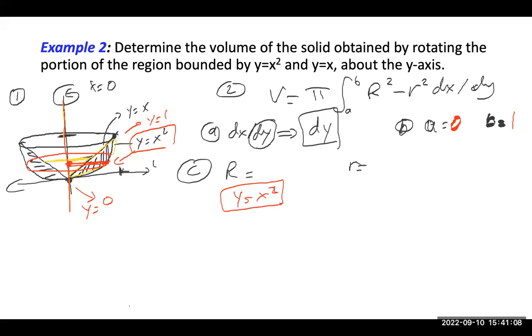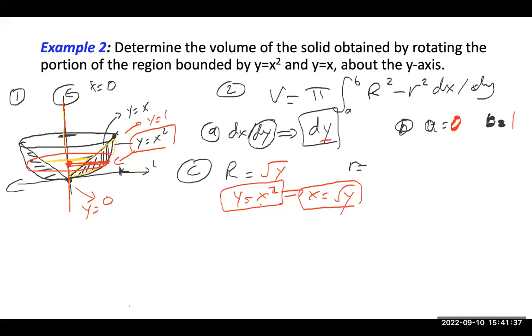But we have to be careful. Since we're plugging in a y, we can't put in x squared, right? Because you can't have an x and a y in the same integral. So what do we need to do? We need to convert this, and instead of writing it as y equals x squared, we can write it down as x equals square root of y. So that is going to be our new radius. Instead of this, you write down square root of y.